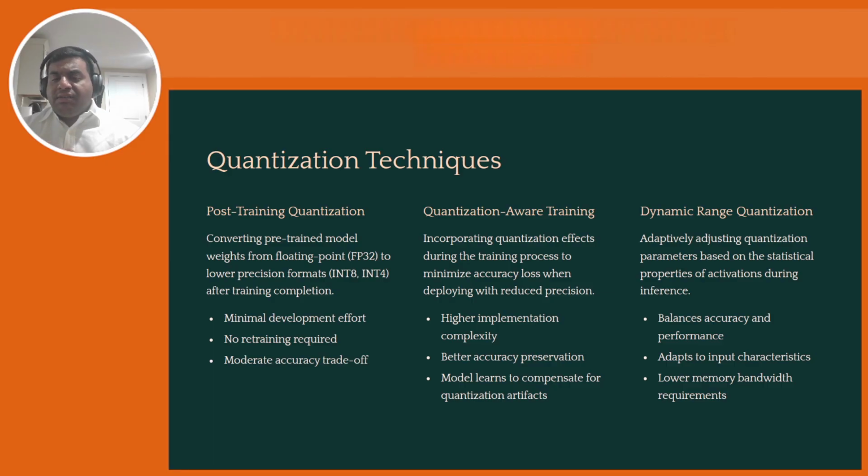Let's start with quantization. At its core, quantization reduces the numerical precision used to represent the model weights and sometimes activations. Instead of using the standard 32-bit floating point numbers, we convert them to lower precision formats like 16-bit floating point numbers or even 8-bit or 4-bit integers. This dramatically reduces the model's memory footprint and bandwidth requirements, making it ideal for the edge, and also speeds up the computation if the hardware has support for these lower precisions.